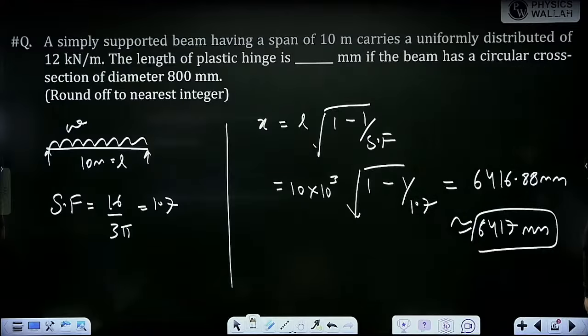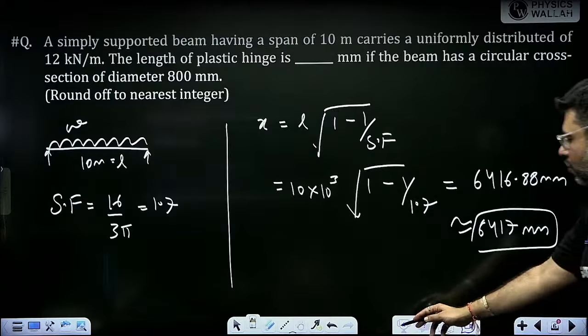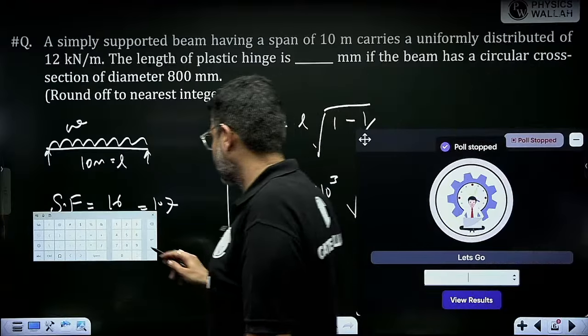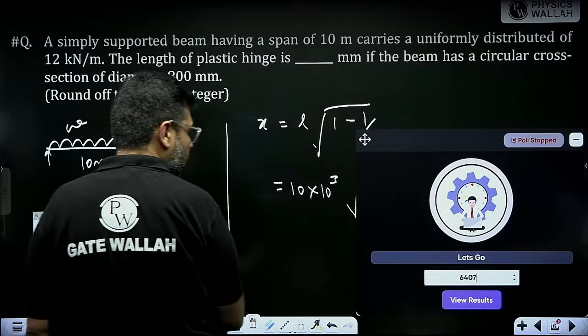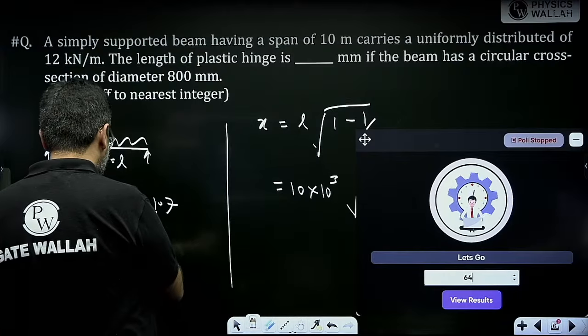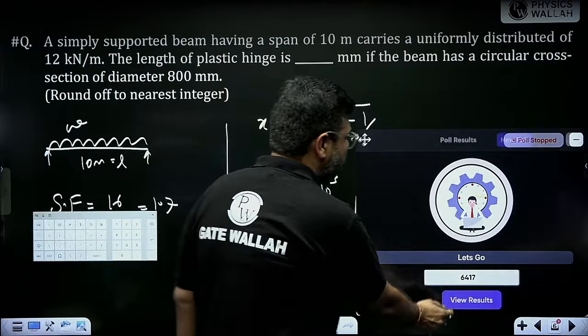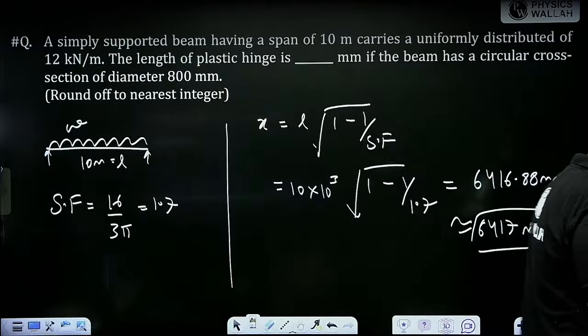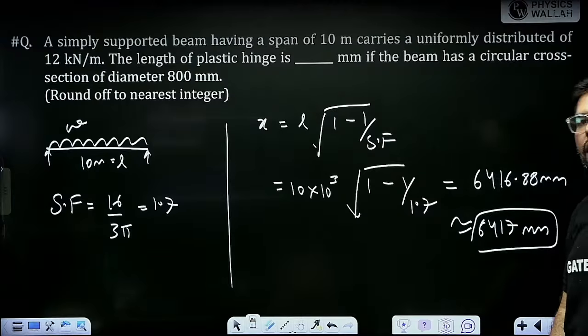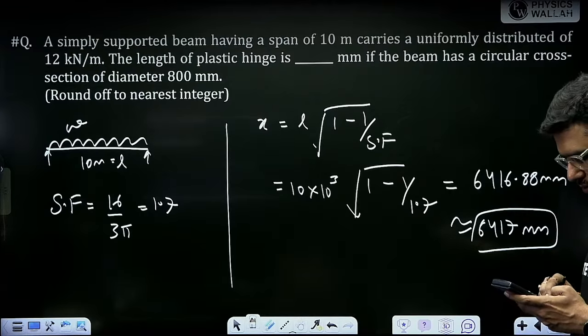The nearest integer is 6417, so 6417 was the correct answer. If you gave me 6417 as the answer, then it is very correct. Nobody is attempting it, I don't know why. Am I clear? Very simple question.